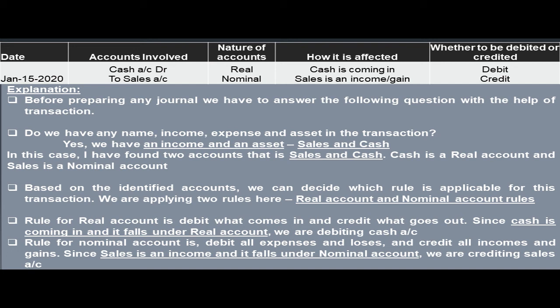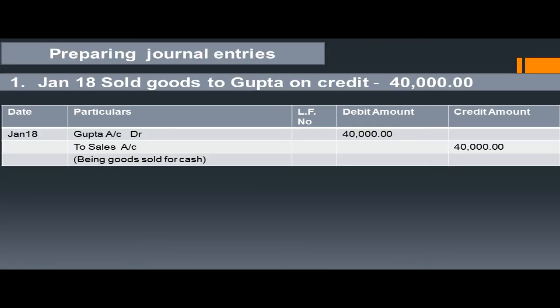The rule for nominal account is debit all expenses and losses, credit all incomes and gains. Since sales is an income and it falls under nominal account, we are crediting sales account. The next transaction is sold goods to Gupta on credit, 40,000 rupees. Here the journal entry would be Gupta account debtor to sales account.